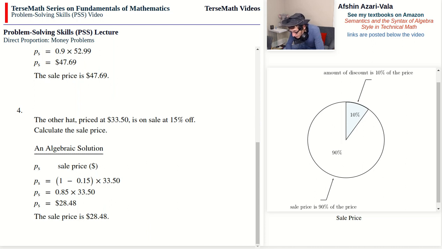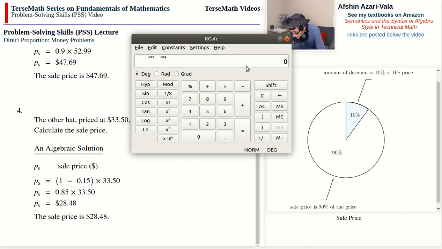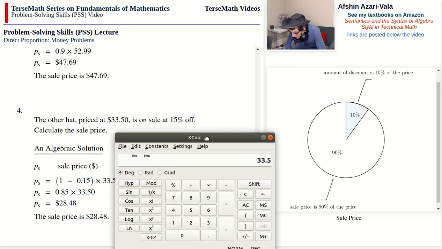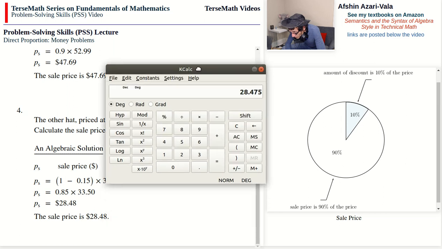Again, you notice how easy it is to work this out if you're on your feet at a store and you have the phone on your calculator. If I come across this kind of problem, then what I'll do is I'll enter the price, which is $33.50, and then I multiply this by 85%, which is 0.85. 15%, you can easily subtract 15% in your head from 100%, and you get 85%. So if you multiply by 0.85, you are multiplying by 85%, and that gives you the sale price of $28.48, which is what we got here.